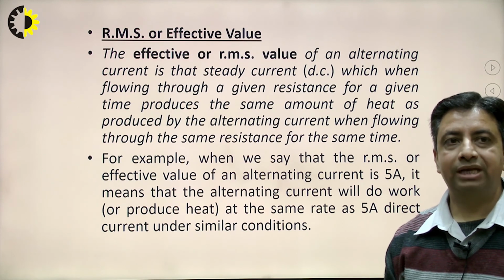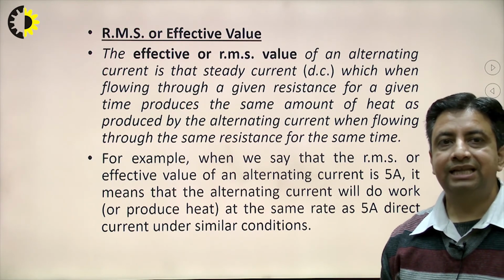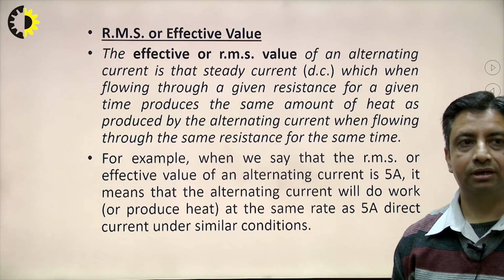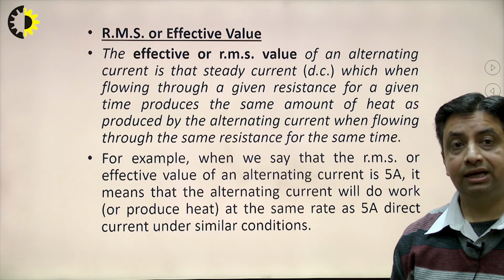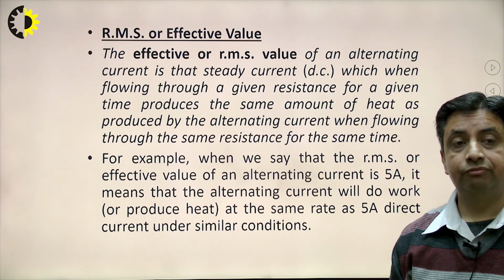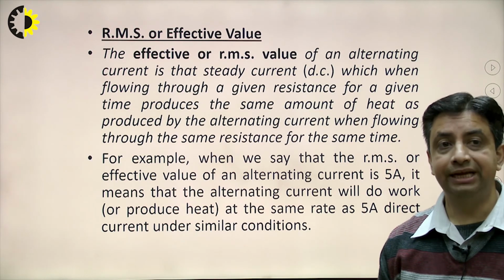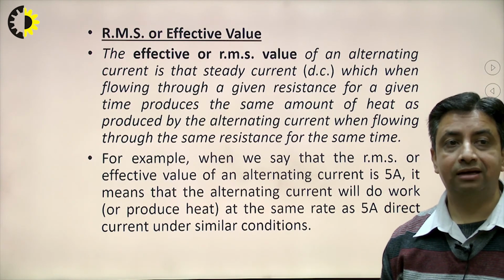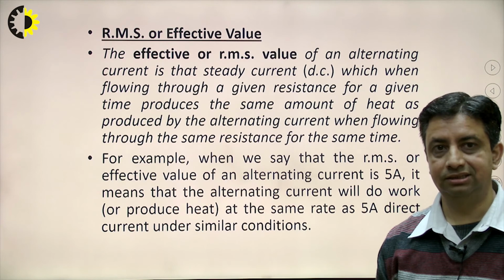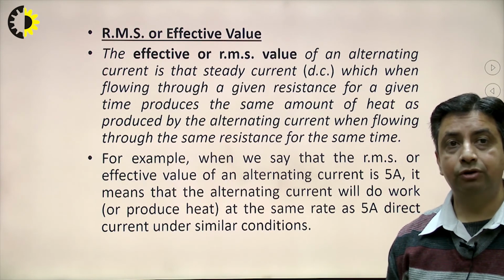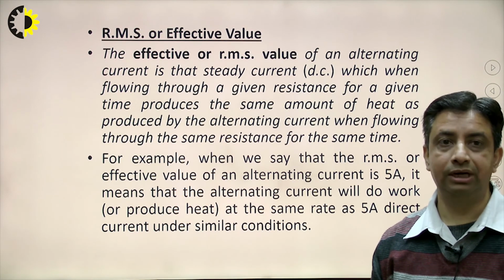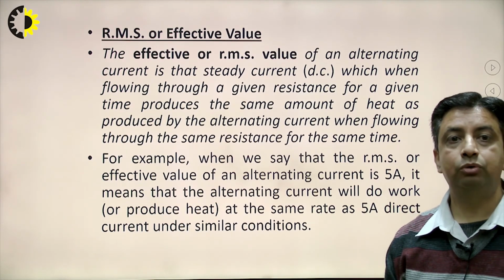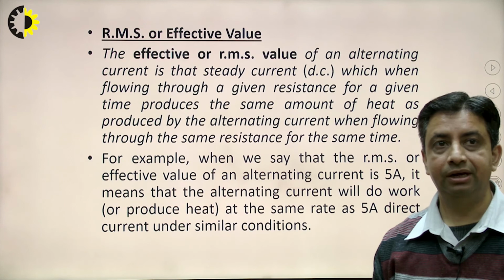So for example, when we say that the RMS or the effective value of alternating current is 5 ampere, it means that the alternating current will do work in the form of producing heat at the same rate as produced by the direct current under the similar condition. That means this RMS value of AC is the DC equivalent. The work done by 5 ampere AC will be equivalent to the work done by 5 ampere DC.